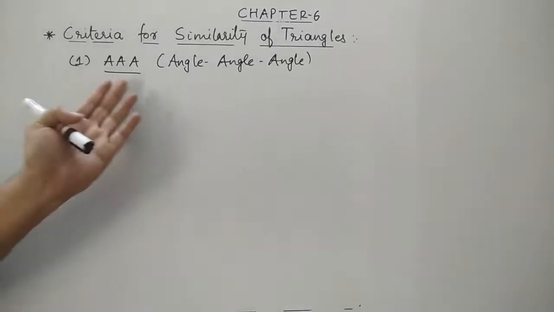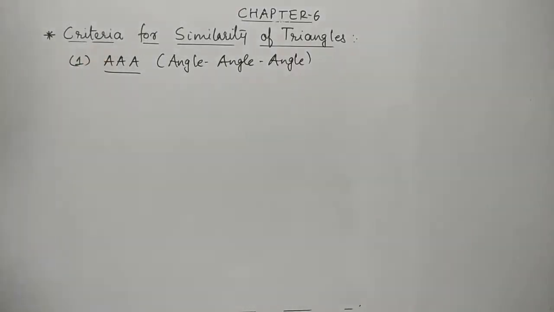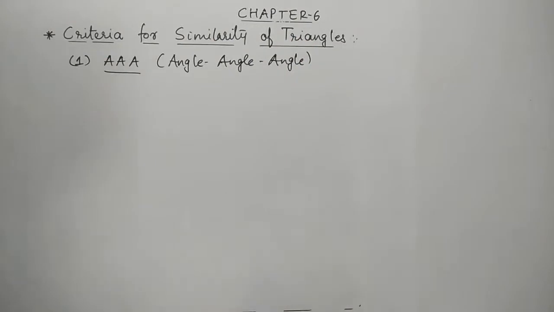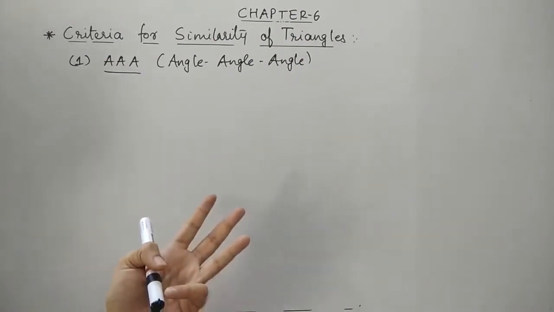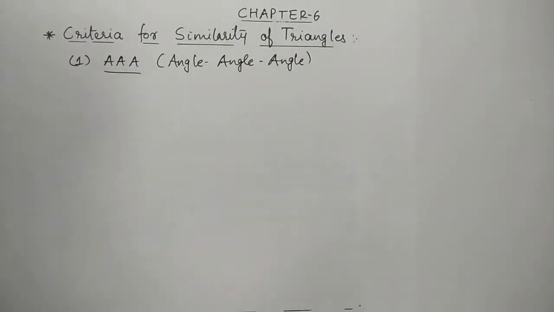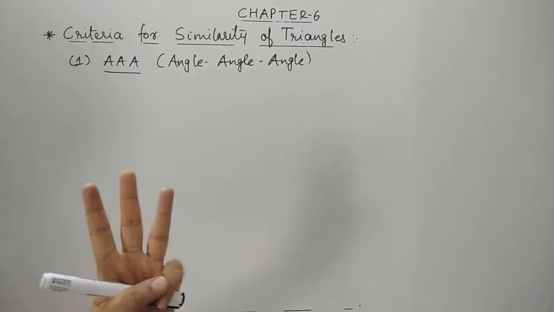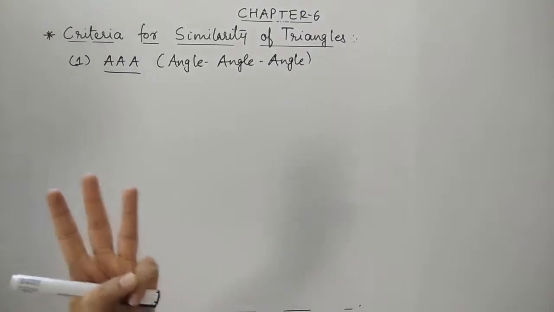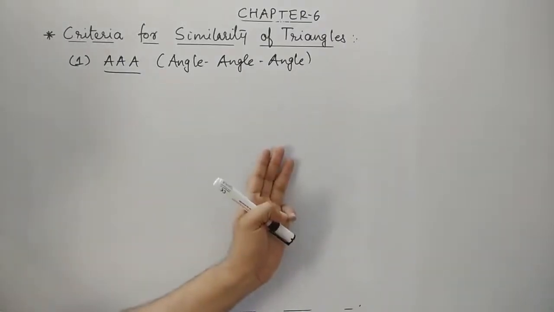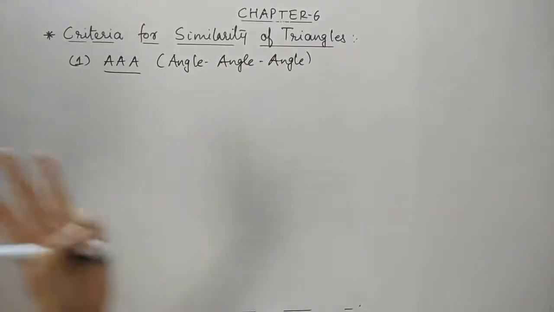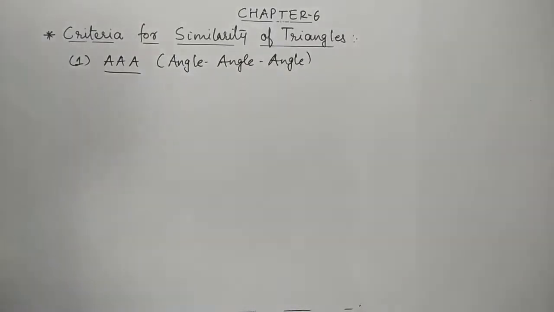Before we understand all the criteria, let us understand the meaning of criteria. To show similarity, we would have to show all the 6 parts, that is 3 angles and 3 sides. With the criteria, we are not going to show all the 6 parts, only 3 parts are required to show the correspondence. Any 3 parts we show in correspondence between two triangles to show the similarity of the triangles. So, 3 parts. In the first criteria, that is angle.